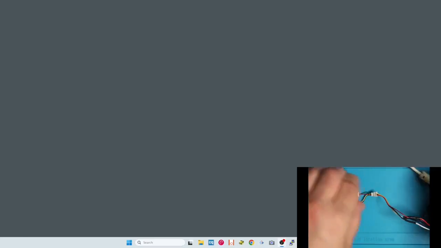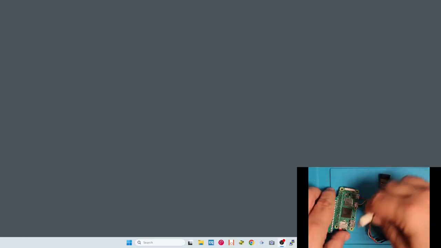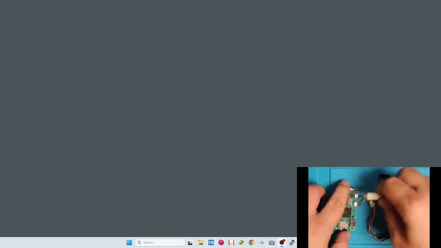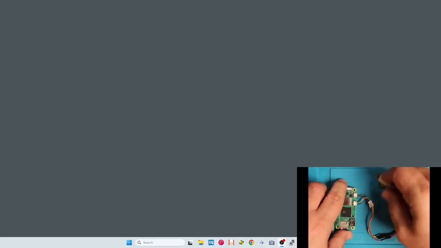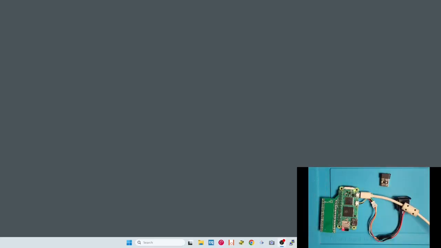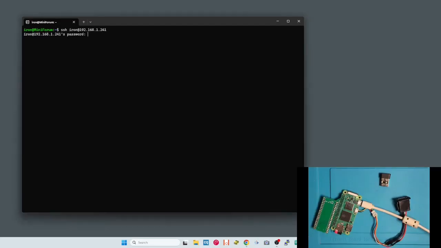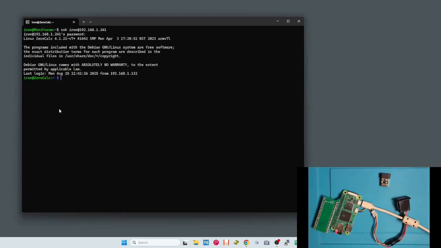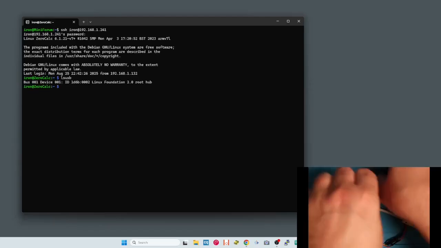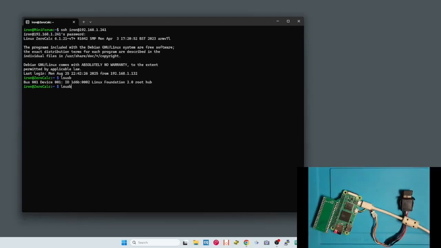So, using a WLAN stick, it doesn't matter, we have Wi-Fi on this board, but only to see if it's recognizing it. So let's start it. Let's connect. So you see USB, I put it in, see if it detects it.